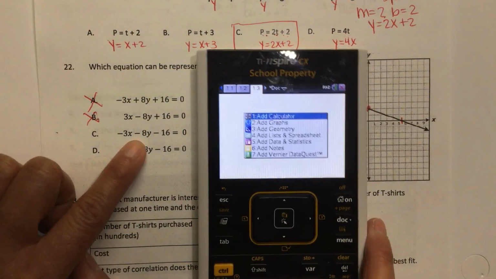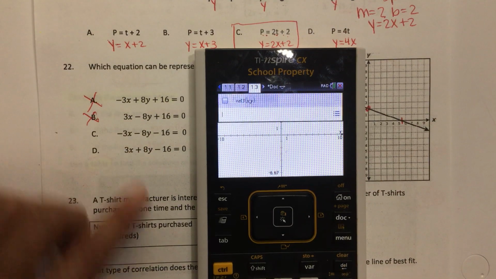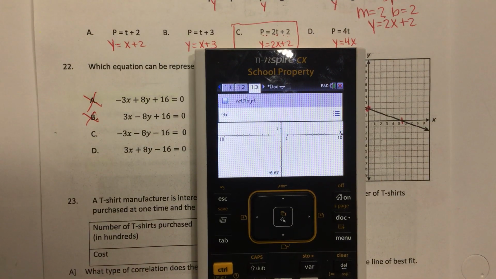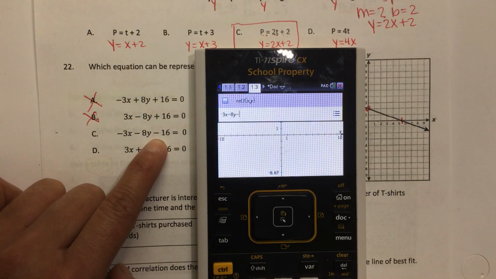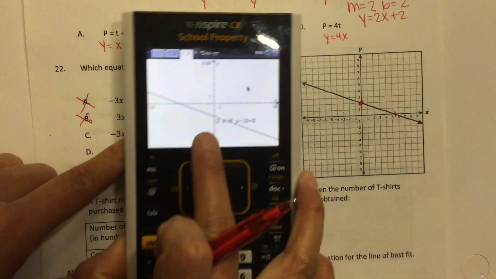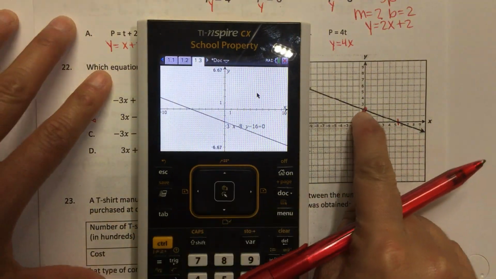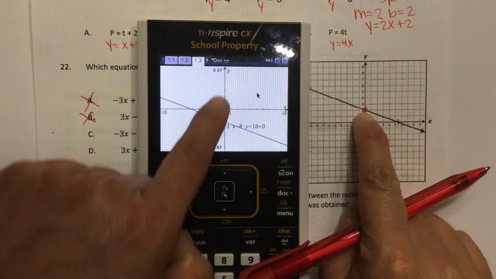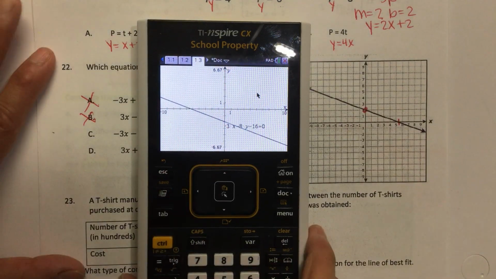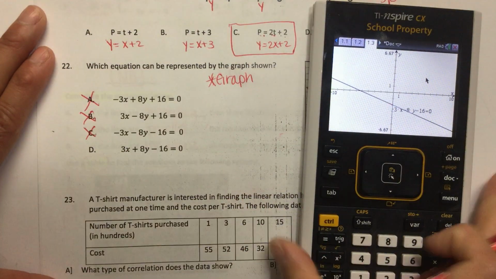Graph letter C. Negative 3x minus 8y minus 16 equals 0. Enter. This does have a negative slope, but if you check your y-intercept, it is not crossing at a positive 2. It's crossing at a negative 2. So C is not the correct answer.